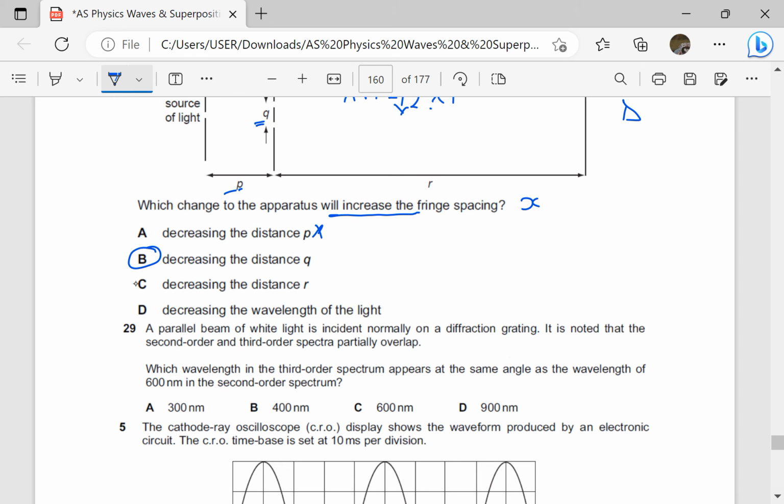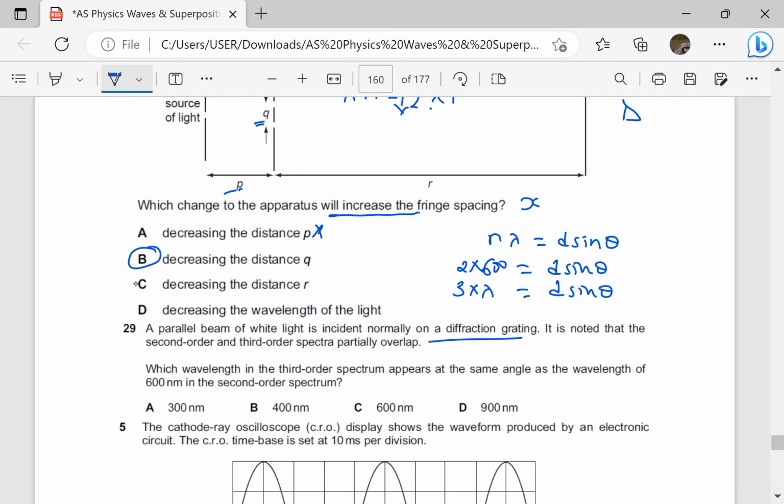So for a diffraction grating, we know that n times lambda is equal to d sin theta. For a wavelength of 600 nanometers in the second order, that means n is 2, so 2 times 600 is equal to d sin theta, because they are passing through the same diffraction grating. For the wavelength which is not known, but corresponds to a third order, 3 times lambda is going to also be equal to d sin theta, because they appear at the same angle. d is the slit separation, they are going through the same slits.